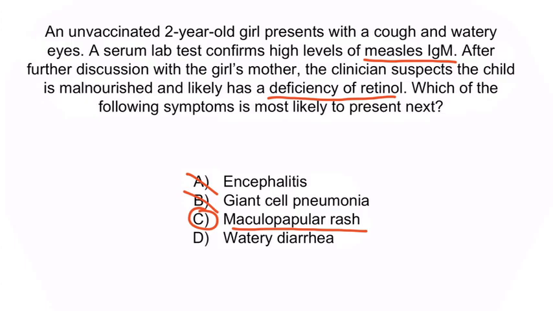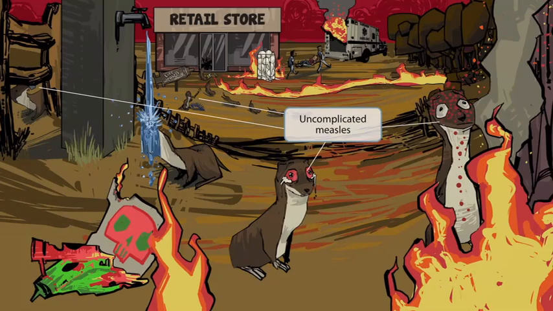And B is wrong because giant cell pneumonia only occurs in immunocompromised patients. She has a retinol deficiency, but she's not considered immunocompromised. And we weren't given any reason to suspect she's immunocompromised. Finally, D is wrong because diarrhea is not associated with a measles infection. Going back to our image, recall that the typical symptoms are more likely to present than complications like encephalitis, subacute sclerosing panencephalitis, or giant cell pneumonia. And now you've covered everything you need to know about measles.